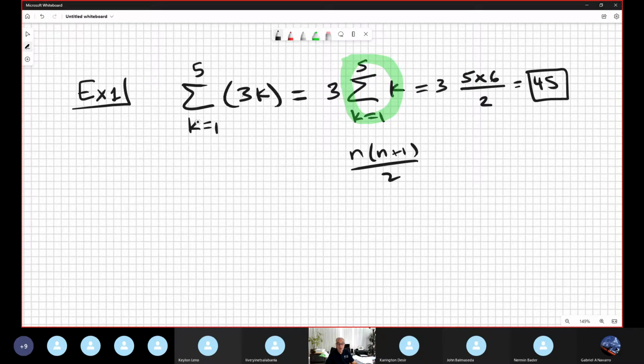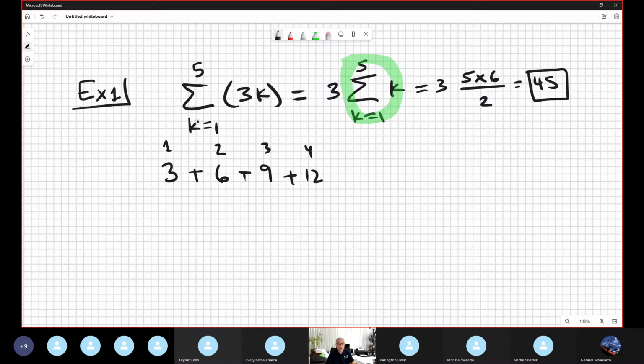We can do it the long way, of course, but I don't like the long way. I like the easy way. Look, what is the long way? Suppose k equals 1, then 3 times 1 is 3. Suppose k equals 2, 3 times 2 is 6. k equals 3, 3 times 3 is 9. k equals 4 is 12. And k equals 5 is 15.